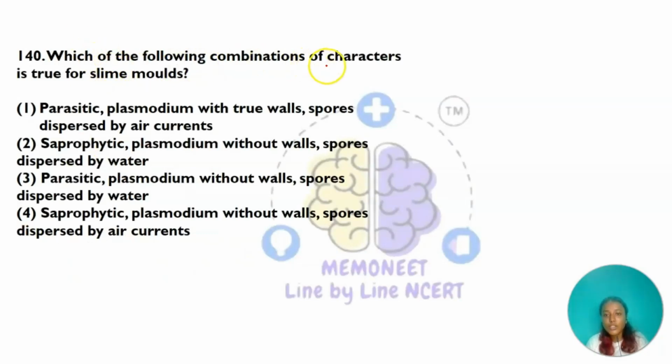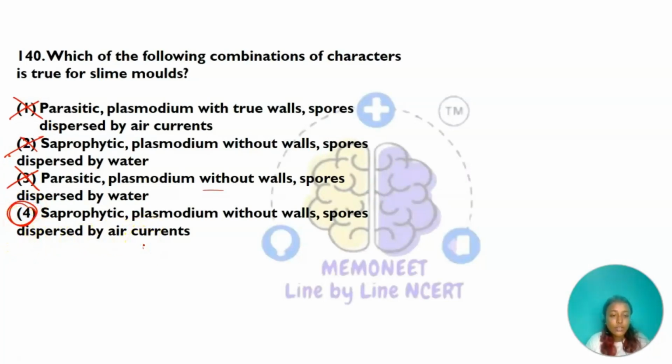Which of the following combinations of characters is true for slime molds? Now, the slime molds are saprophytic in nature, so we can deduct option 1 and option 3. So saprophytic in nature, and they have plasmodium without walls. Options 2 and 4 have both of them, and the spores are dispersed by air currents, so option 2 is incorrect. Option 4 is the answer for this question.